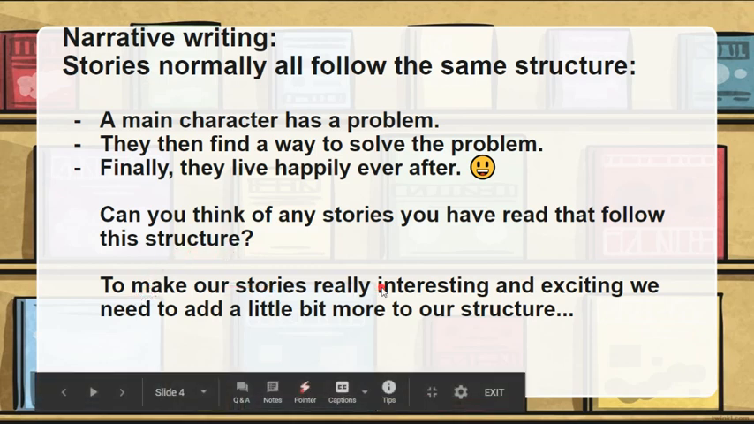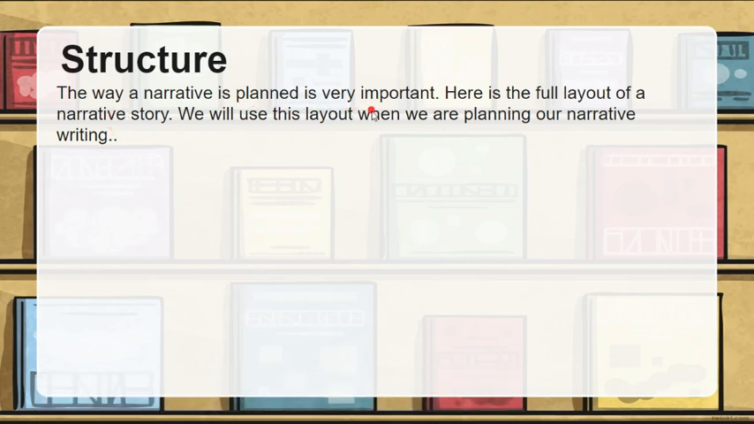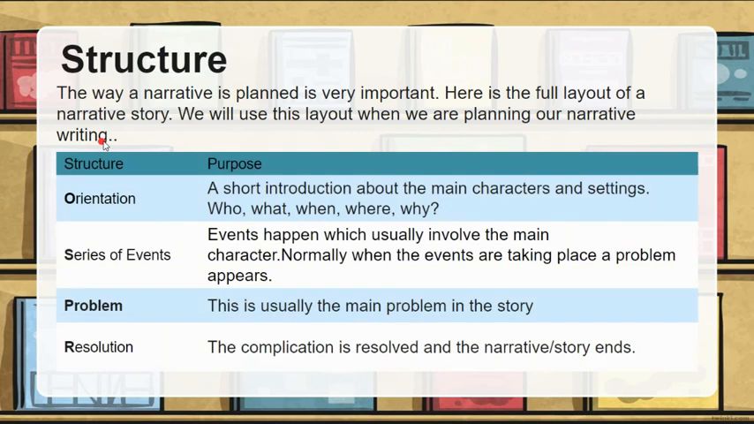But to make our stories really interesting and exciting, we need to add a little bit more to our structure. So, the structure of a narrative is really important. Here is a full layout of a narrative story structure. We will use this layout when we are planning our narrative writing. So the first thing, the beginning of your story, will have something called the orientation. Now, orientation is the part where we learn about the main characters and the setting. So you might think of words of who, what, when, where, why when you're writing your orientation.